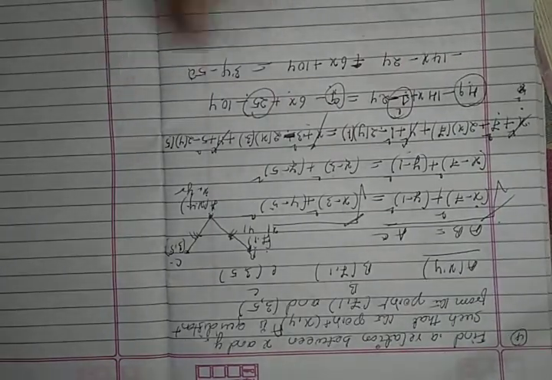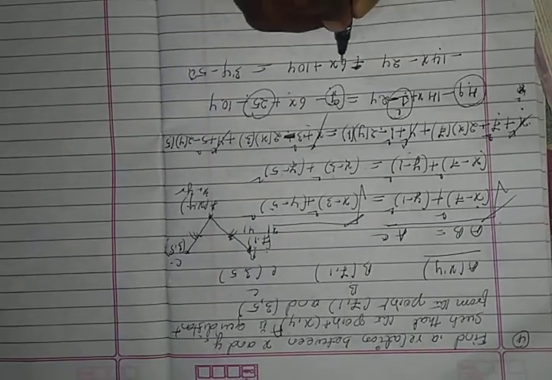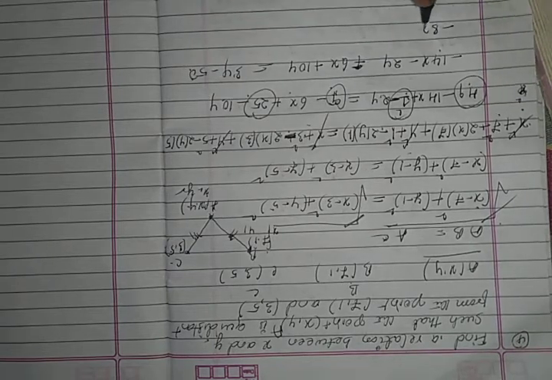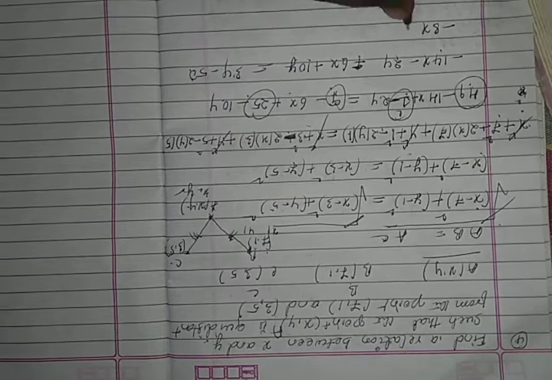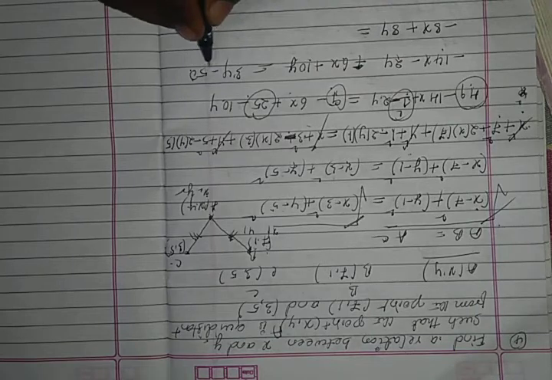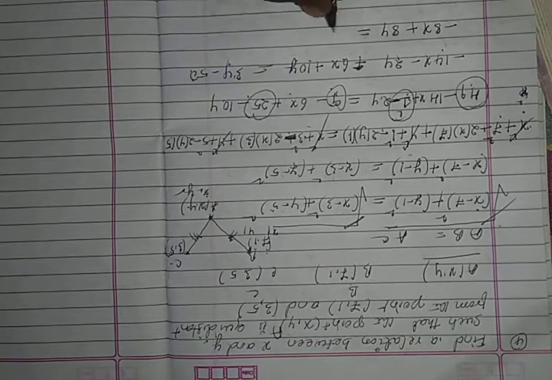So it goes to the right side. Let us see, minus 14x plus 6x is minus 8x. Here it is minus 2y plus 10y, that is plus 8y, it is equal to 34 minus 50, that is minus 16.